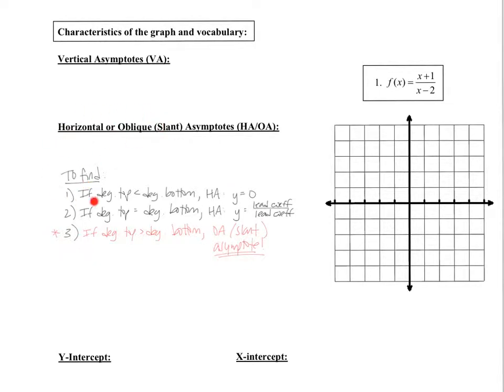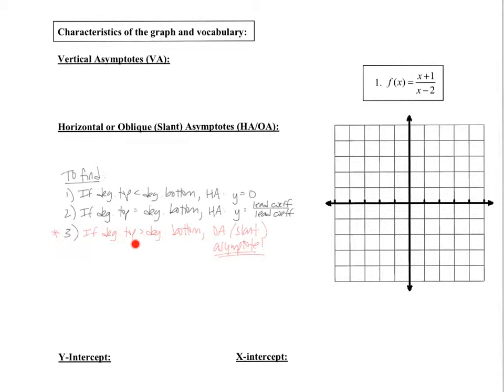The first one we've done already: when the degree of the numerator is less than the degree of the denominator, that's when the horizontal asymptote is the line y equals 0. The second one, which we've also talked about in class, is when the degree of the numerator is equal to the degree of the denominator, like this example right here. That's when you just do the lead coefficients, and that's your y equals, in this case y equals 1. And then option number 3 is the one that we haven't talked about yet.